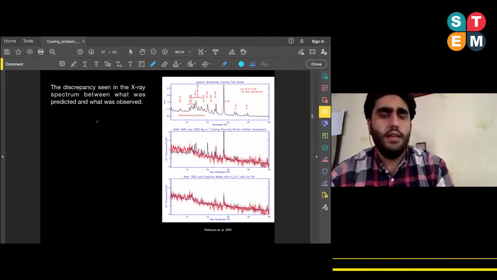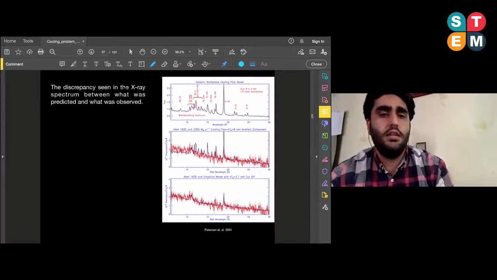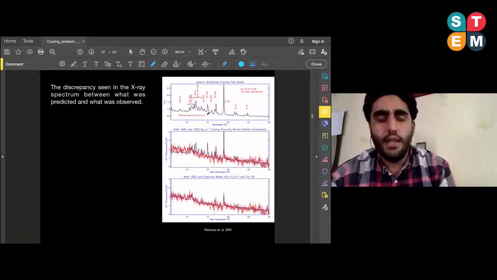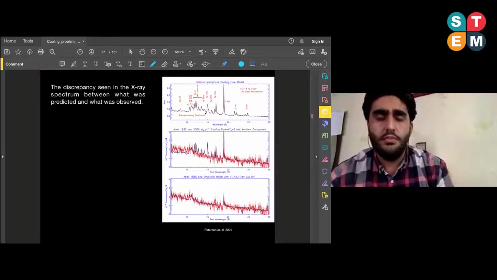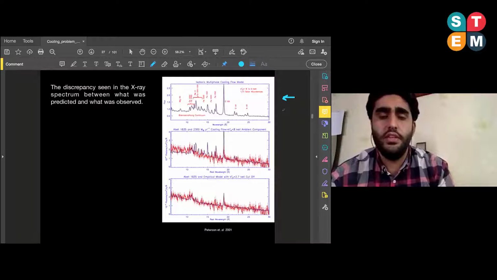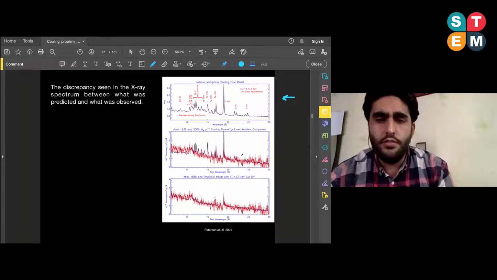The cooling problem and the discrepancy that I just mentioned shows itself in the X-ray spectral as well. In these panels, you can see that the first panel, the upper panel, is the prediction of the cooling flow model. And the red lines in the middle panel are the observations.